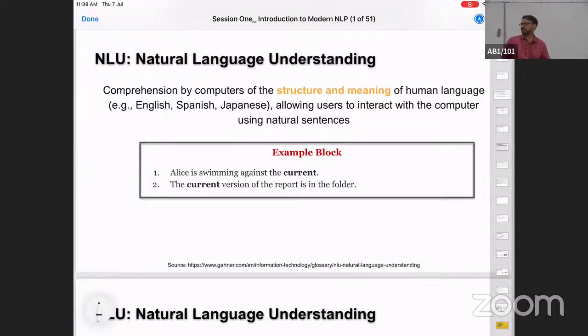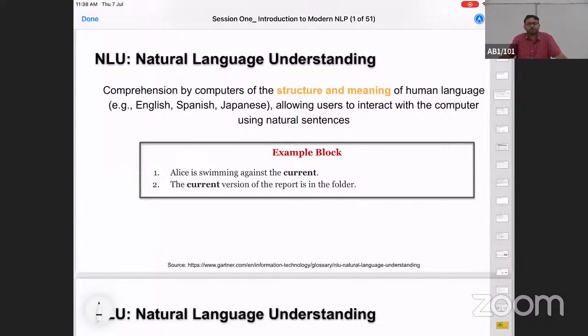There are two sentences here, and I have highlighted the word current. As a human, what do you think? Are the two uses of the word current the same, or do they have different meanings here? Different meanings. As a human, we know that, but we have to make our systems, our computers, intelligent so that they can differentiate between these two sentences.